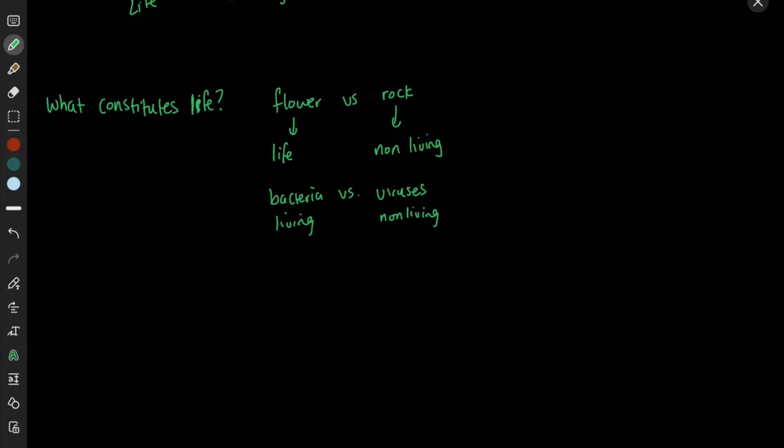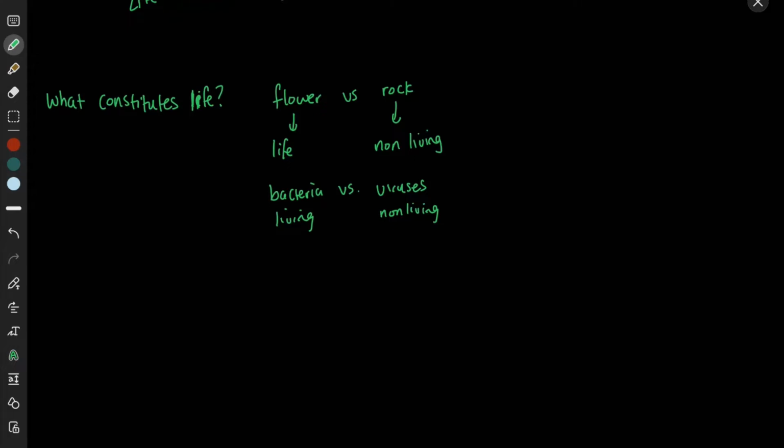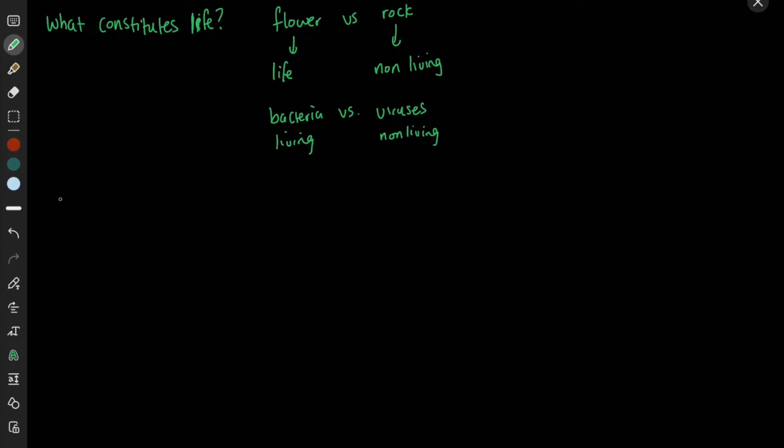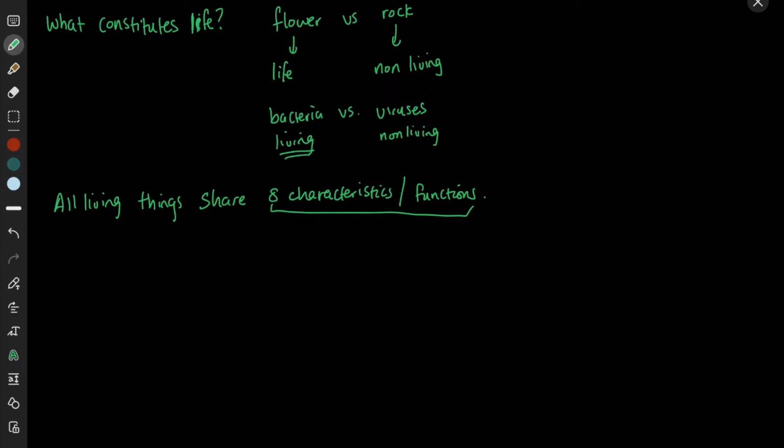Biologists have pondered this for many years, and what they've come up with, or the closest we're going to get to an answer, is that all living things share 8 characteristics or functions. In other words, in order to be considered living, just like bacteria or a flower, it has to possess these 8 characteristics or functions. So what are they? Let's go through them.